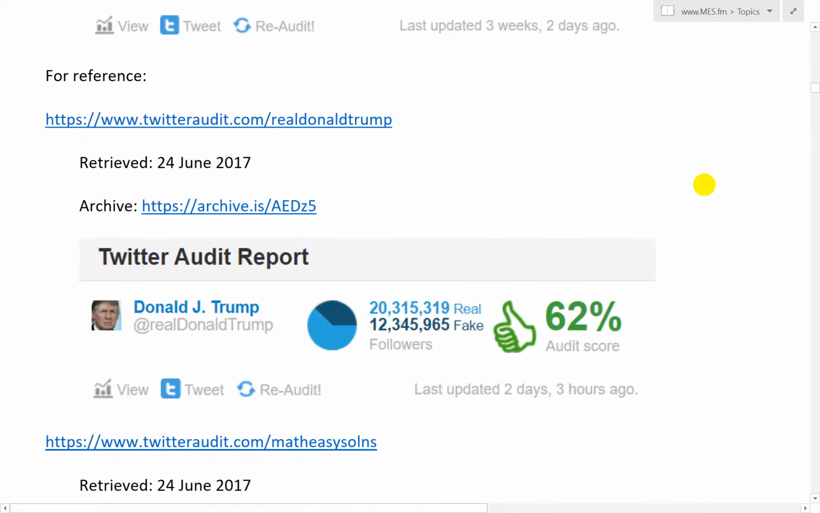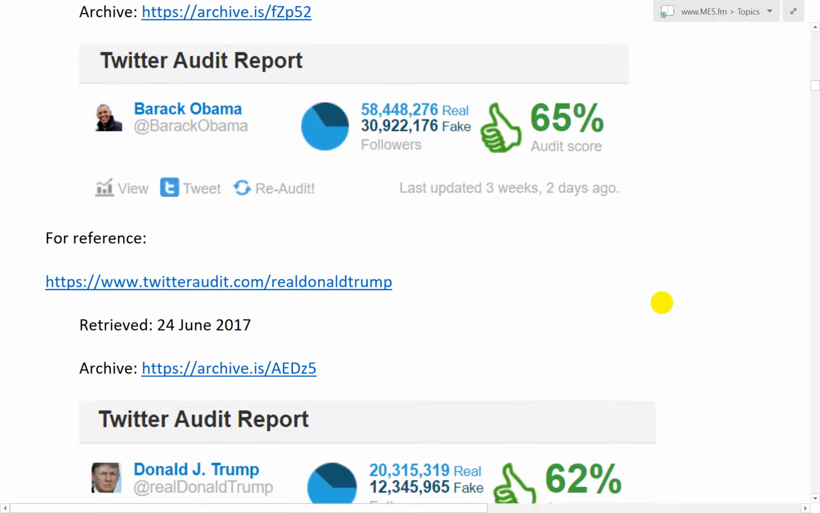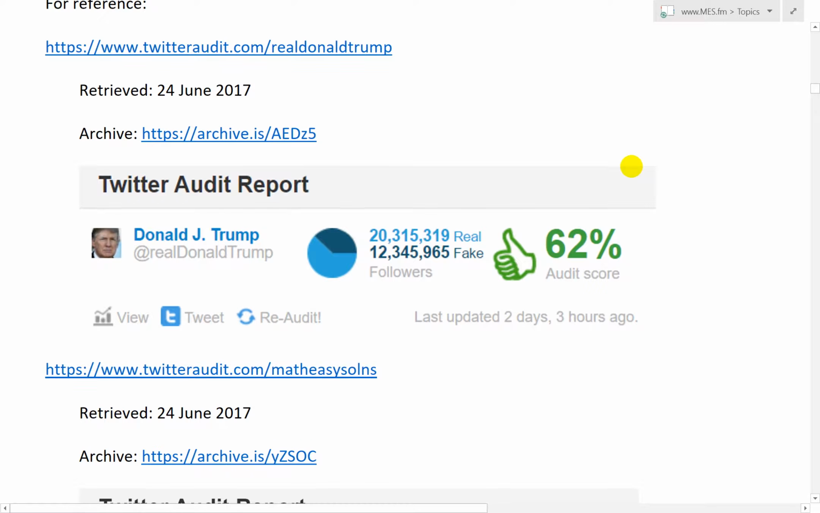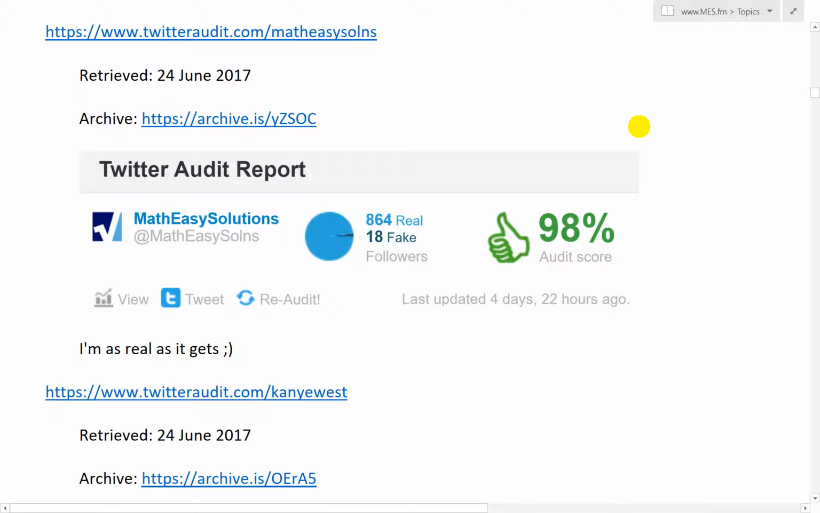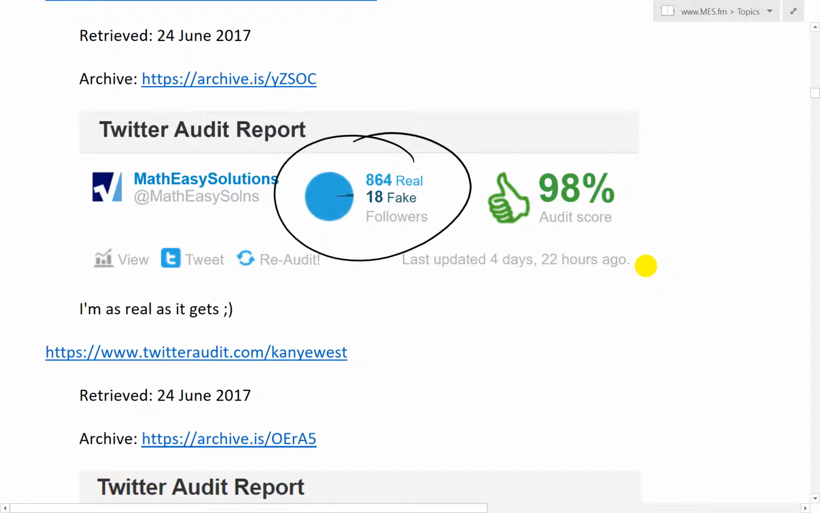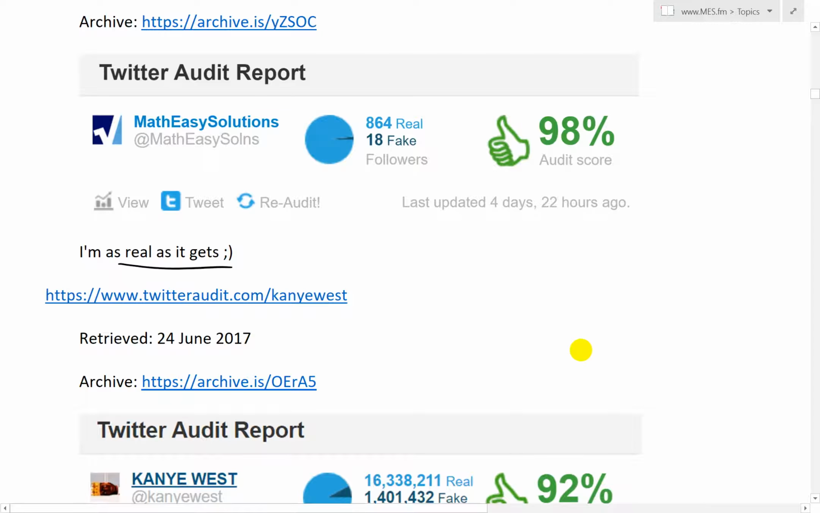Now, just for comparison, Donald Trump has 62%. So again, similar to there, it's an okay score. According to Twitter Audit, it has about 12 million fake, 20 million real. Total's about 32-ish. Now, if you check mine, I'm 98% because this was actually older. I think I have a bit more. I'll have to check now. But yeah, I'm basically as real as it gets.